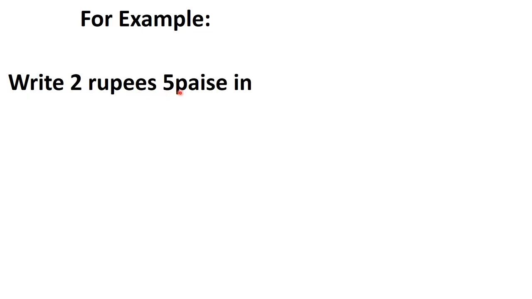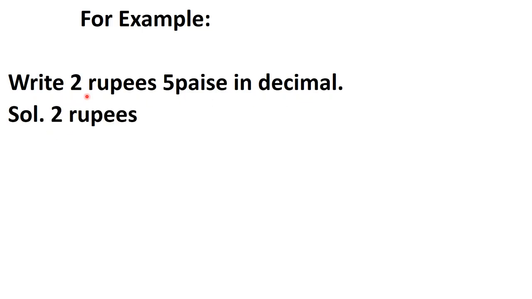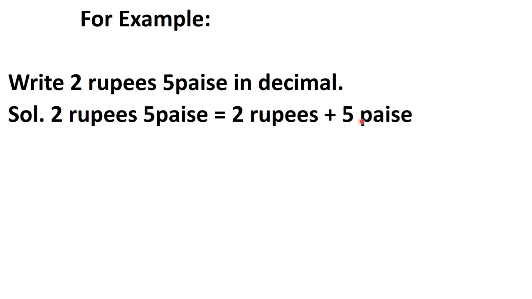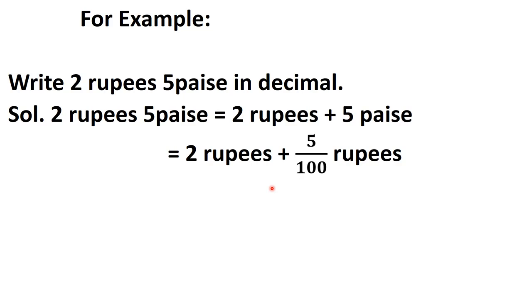Write 2 rupees 5 paise in decimal. 2 rupees are already in rupees, so we will not change it. We will write it as it is, that is 2 rupees plus 5 paise, because we have to convert this 5 paise into rupees. So 2 rupees will remain as it is, plus now we will divide this paise by 100 because we have to convert it into rupees. So it is 5 upon 100.